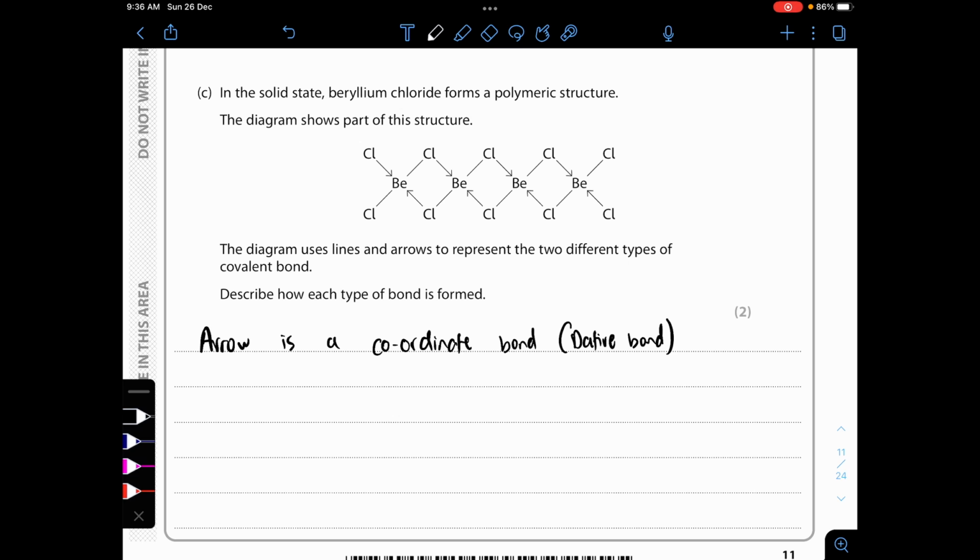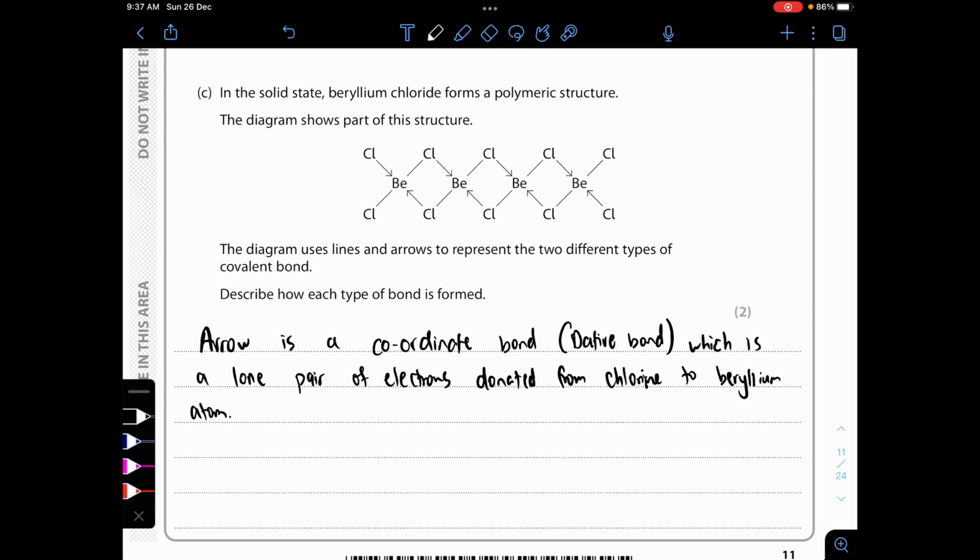And then we have to describe what it is, right? So coordinate bond, which is when we have a lone pair of electrons. In this case, the lone pair of electrons are donated from chlorine to what? Which atom? From the chlorine atom to which atom? To the beryllium atom. So chlorine to beryllium atom. So that's our arrow.